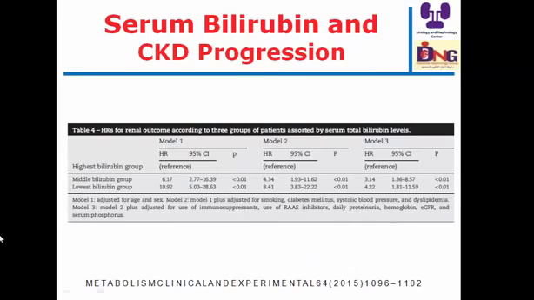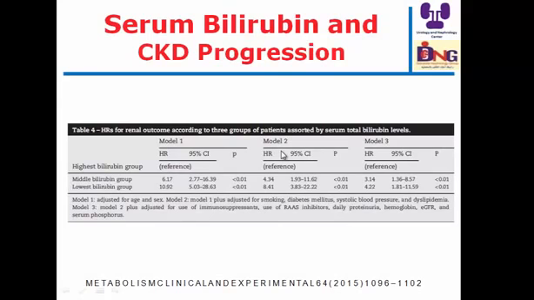When we look at this table, the reference point is the highest bilirubin group, which is 0.6 milligram per deciliter or above. If serum bilirubin is middle, 0.3 to 0.6, or lowest group below 0.3, we will look at this data for the hazard risk of renal outcome. In model 1, they adjust the values for age and sex. If they adjust for age and sex, you'll find here the middle bilirubin is associated with 6-fold higher hazard risks for renal outcome, and here 10 folds.